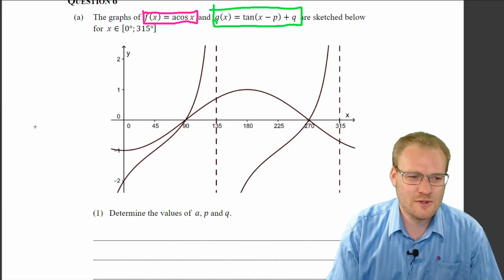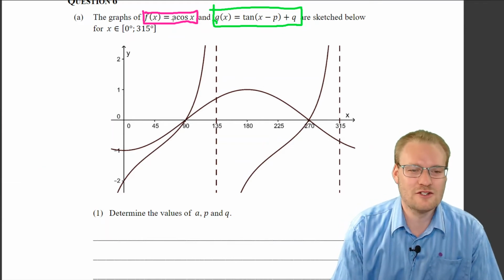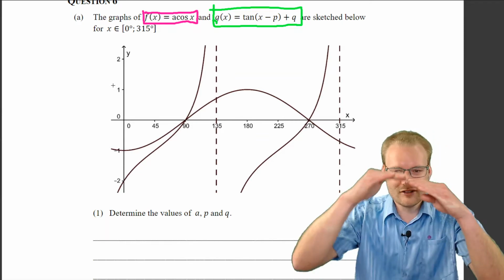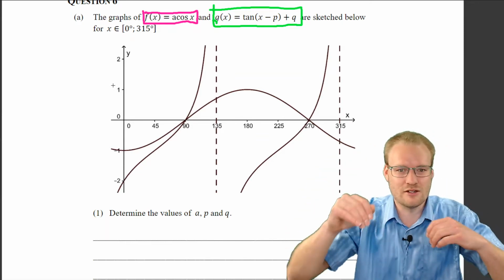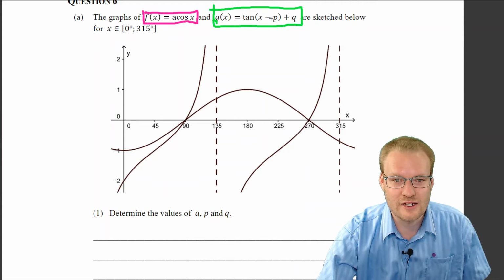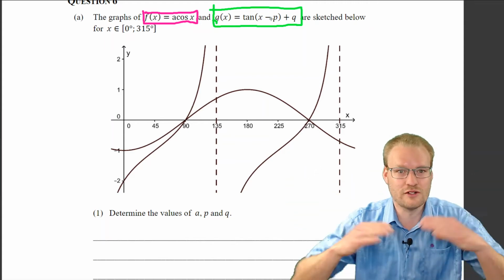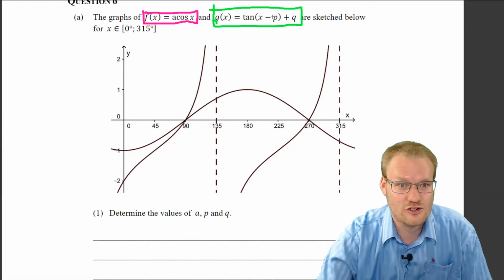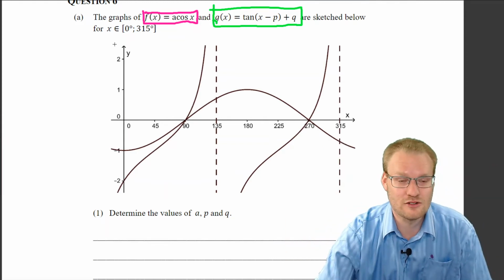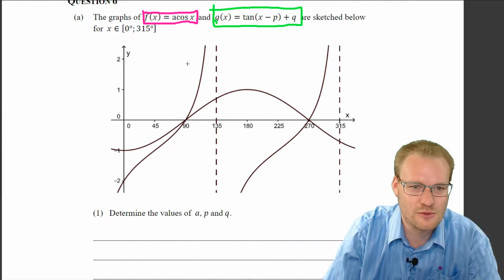Now we've done some of these in the previous section. What does a do to our function? Stretches it. What does the minus p over here do? Move it left and right. And q moves it up and down. So those are translations, and our transformation, the dilatation, is with a.